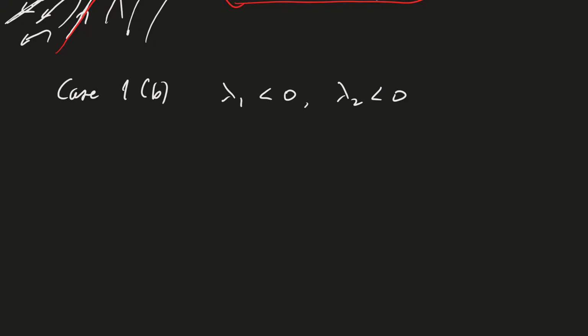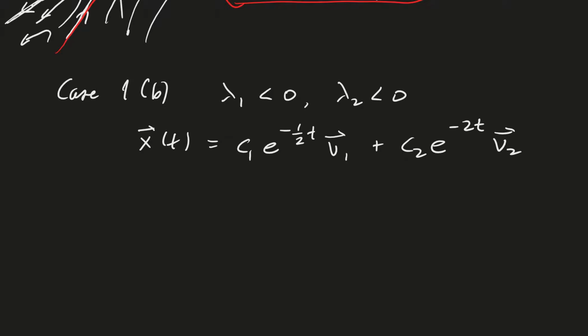Right? And so I'm going to have x of t, and just for specificity, let's say that we have c1 e to the minus 1/2 t v1 plus c2 e to the minus 2t v2. Okay, just to have specific numbers to work with. Okay, so then we look at our vectors again. We'll use the same vector v1 and v2.